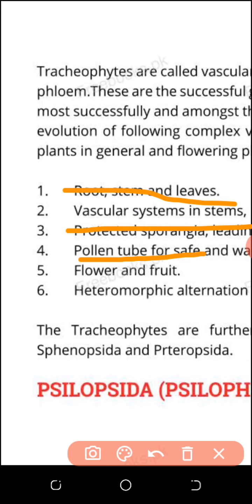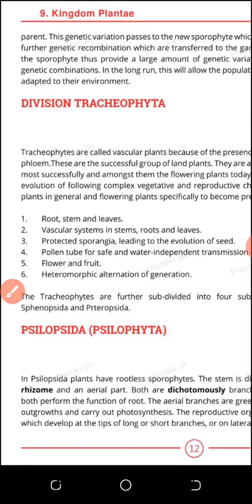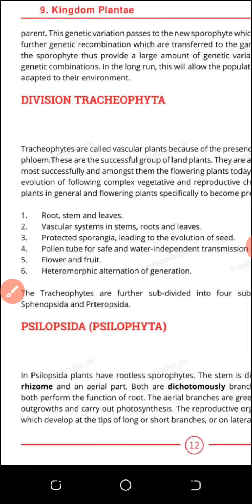Sporangia are protected. Pollen tube is present, and flower and fruit in some plants. Angiosperm is present, which I will discuss. Heteromorphic alternation of generation is present. So I will talk about the Coelophyta. Coelopsida, this is also a type of tracheophyta, and the Coelopsida are without leaf because leaves are still not found in lower developed groups of the plants.